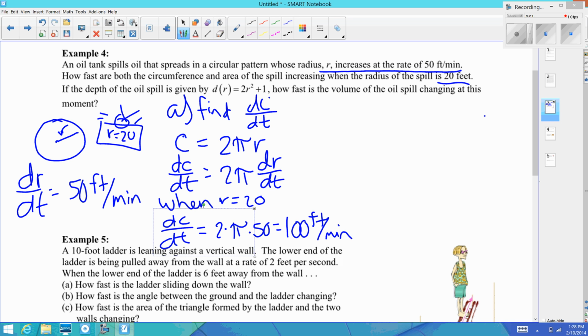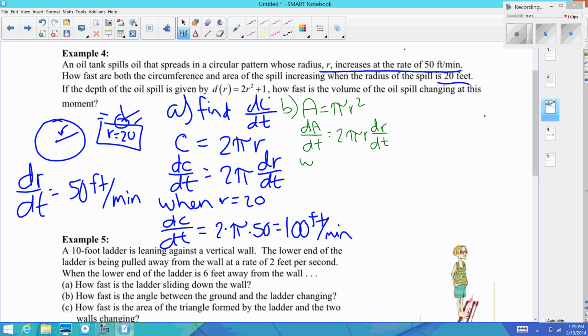So how fast is the circumference changing? It is increasing by 100 feet per minute. All right, let me change this here. How fast is the area? So area is pi r squared. This is part B, or the second part. So dA/dt equals 2 pi r dr/dt.